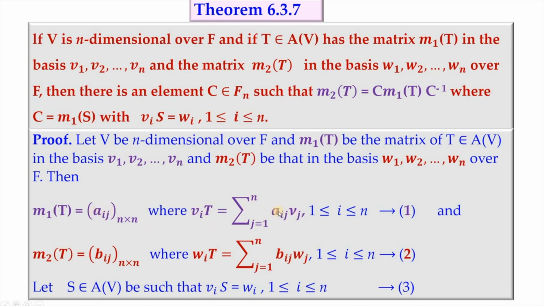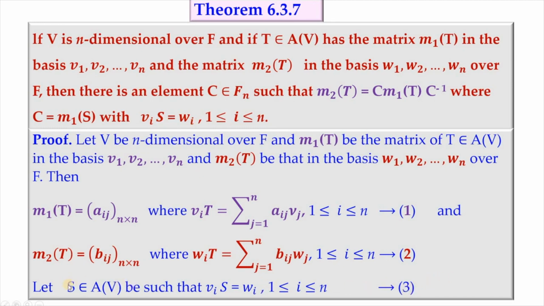This is how we have the relation, and M2(T) is taken as the matrix with the entries bij, where the image of wi under T is given by summation j ranging from 1 to n of bij wj. In both the cases, i ranges from 1 to n. We shall name them as equation 1 and equation 2 respectively. And the condition that S takes vi's to wi's is named as equation 3.